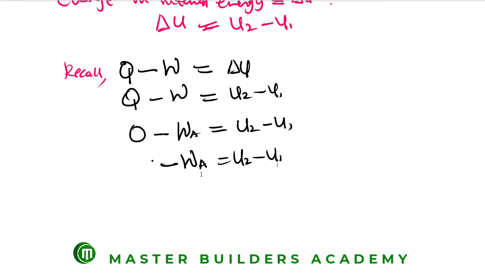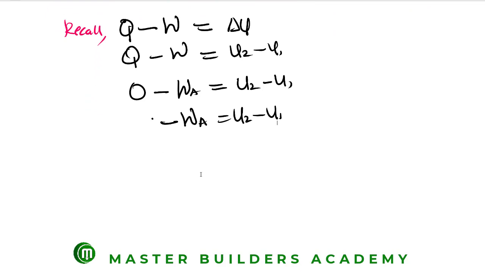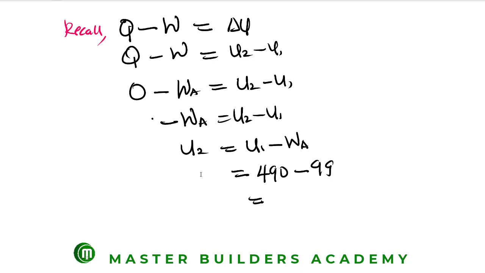In order to make U2 the subject of the formula, we just have U2 is equal to U1 minus WA. What is U1? 490 minus what is work done? WA, 99. And then if we remove 99 from 490, we'll have this as 391 joules. Remember the units we are given are in joules. It's as simple as this.